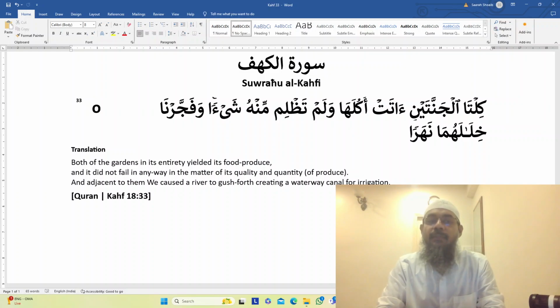Suratul-Kahfi, Surah number 18, ayat number 33. This verse seems to be easy construct-wise. It's short, but it's really, really difficult. And we'll see why. Kilta, it's a verb.